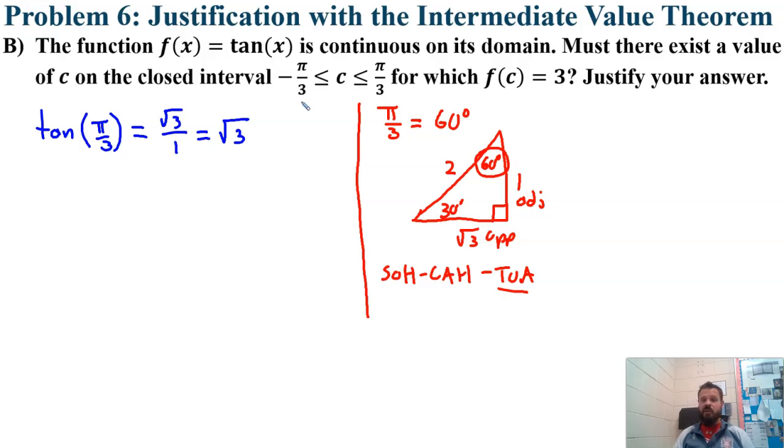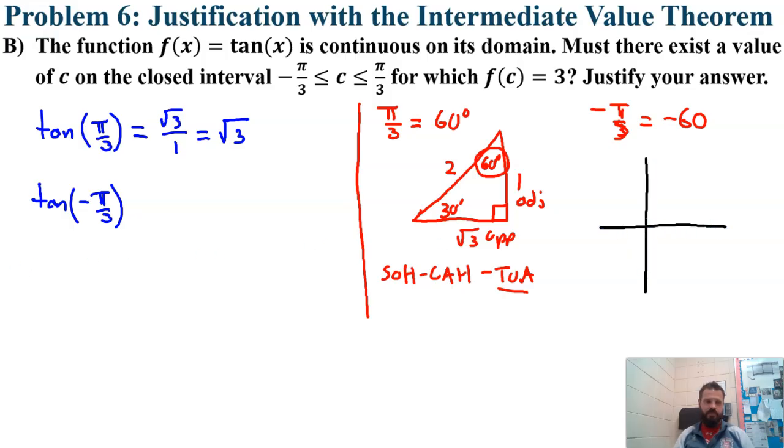So we've got the upper bound. Let's take a look at the lower bound of our interval. Tangent of negative pi over 3. Now, negative pi over 3 is just equal to negative 60 degrees. And how do we evaluate a negative angle? Well, for that, we're going to have to go to angles in standard position. Positive angles, like a positive 60, would open up on our coordinate system. Negative angles, though, are going to open down. So let's put our negative 60 degrees here.